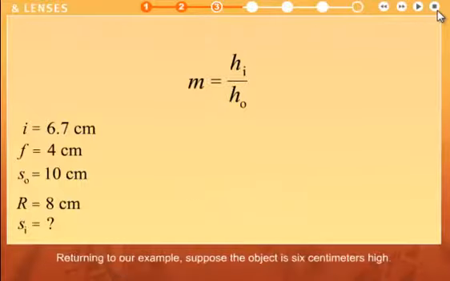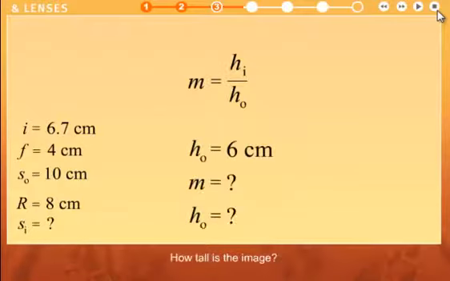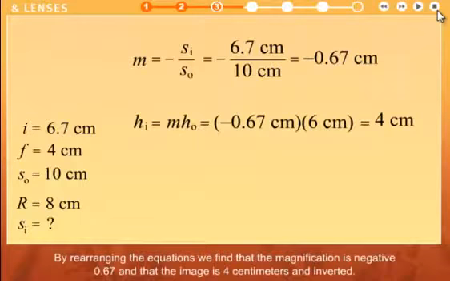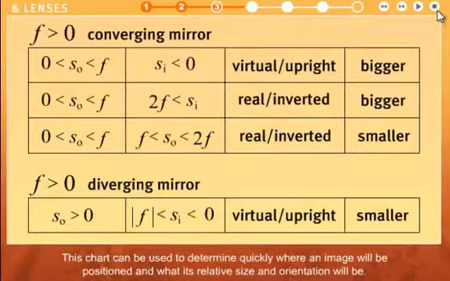Returning to our example, suppose the object is 6 centimeters high. How tall is the image? By rearranging the equations, we find that the magnification is negative 0.67 and that the image is 4 centimeters and inverted. This chart can be used to determine quickly where an image will be positioned and what its relative size and orientation will be. Now let's put this information to work with a simulated mirror experiment.